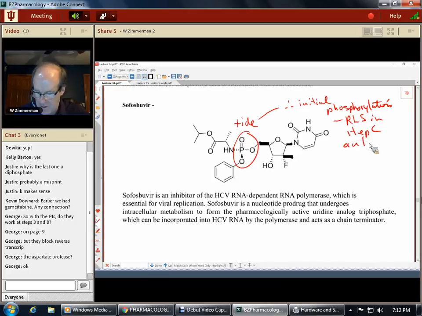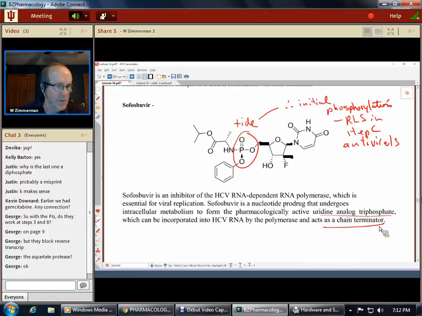They couldn't get a DNA polymerase inhibitor to work because you needed to get this initial phosphorylation in the cell. So I say down here, as I typed in, it's an inhibitor of the HCV, or hepatitis C virus, RNA-dependent RNA polymerase, which is essential. It's a nucleotide prodrug that undergoes metabolism to form the active analog of uridine triphosphate, which then gets incorporated, and it'll act as a chain terminator. Sounds kind of familiar. So it's one of these false bases, essentially. But it's a nucleotide, and that was the rate-limiting step. That's the big one.